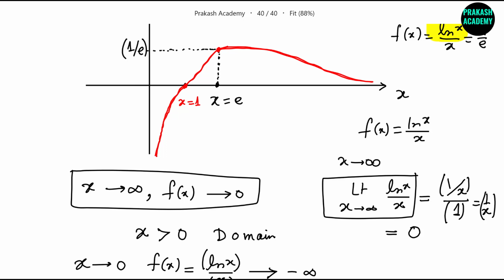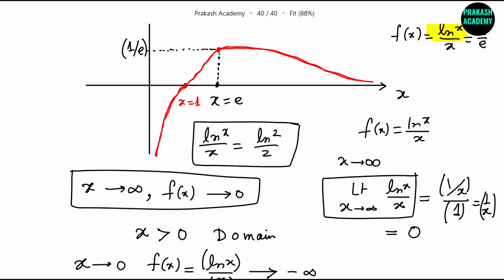Now the right hand side, if you remember the original problem we have, that is ln x by x equals ln 2 by 2. So we have plotted the graph for the function f(x) equals ln x by x. Now let us consider g(x), that is ln 2 by 2. We can also plot a graph for g(x). ln 2 by 2 will be a number, it's a constant number.